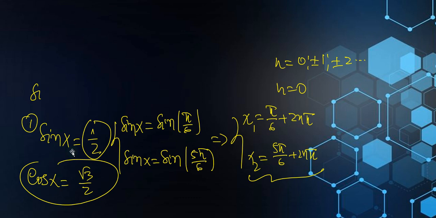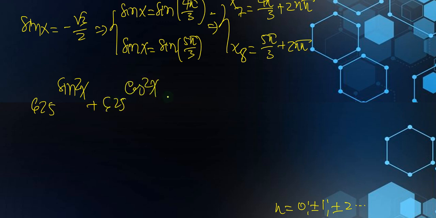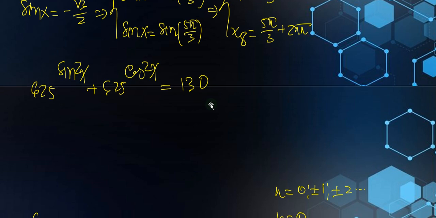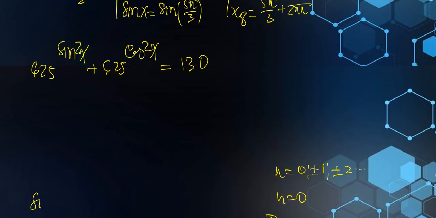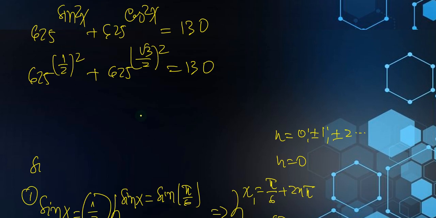So let's get this and check our equation. We have 625 to the power of sine square x plus 625 to the power of cosine square x equals 130. So if sine x is equal to 1/2, we're going to have 625 to the power of 1/2 to the power of 2, because this is sine square, plus 625 to the cosine square, which is square root of 3 over 2, also to the power of 2, and this has to be 130, right?